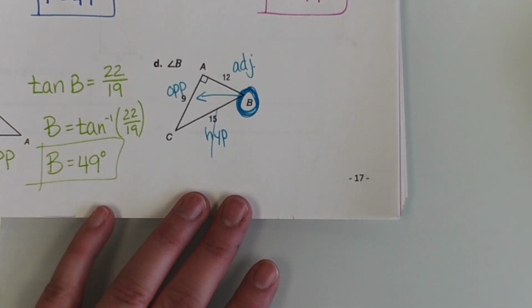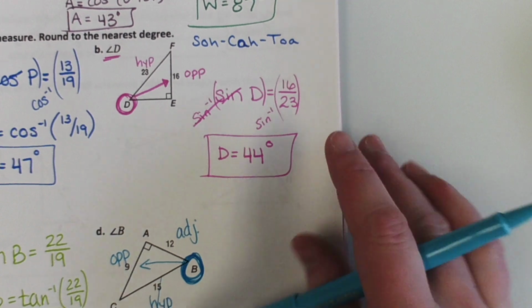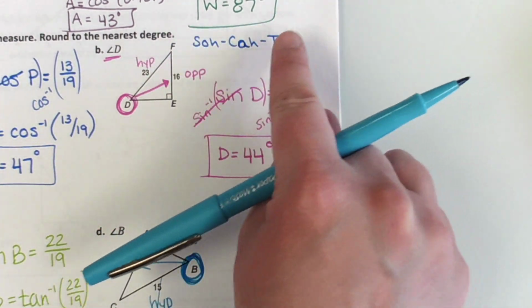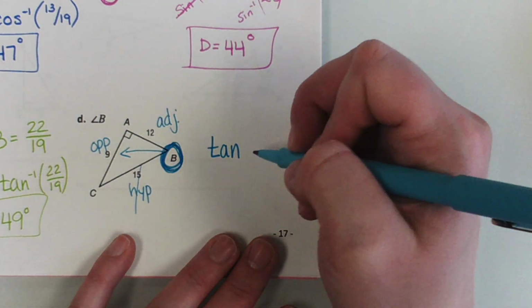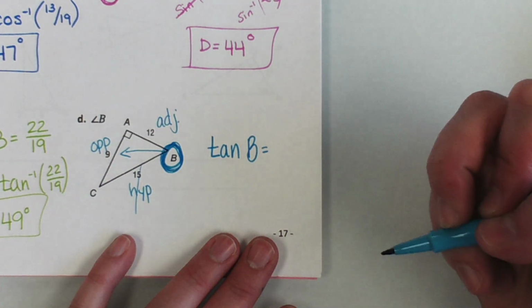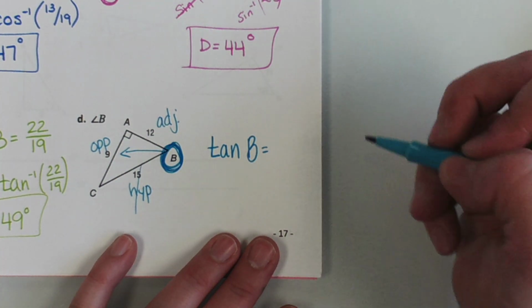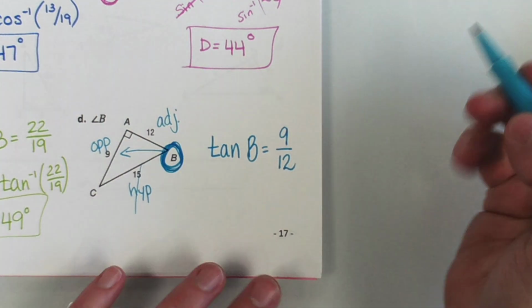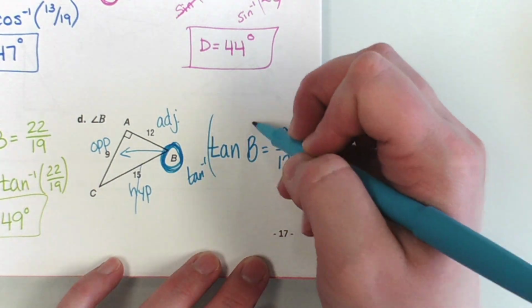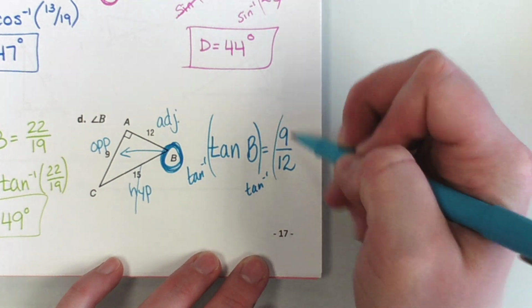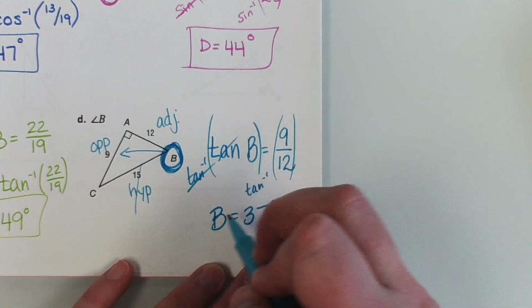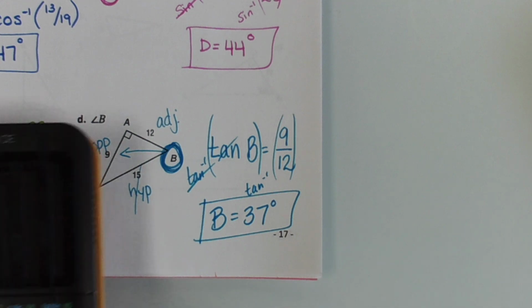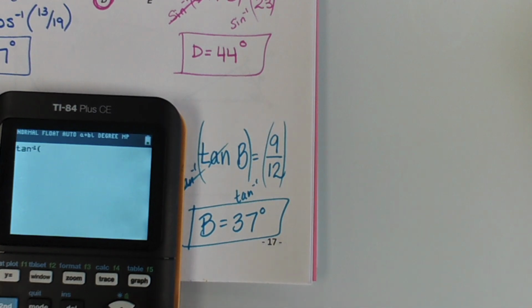So if I'm going to ignore the hypotenuse, I've got opposite and adjacent. O and A are TOA, or tangent. Tangent of the angle, in this case B, equals 9 over 12 or 12 over 9? 9 over 12. Opposite divided by adjacent. Tangent inverse both sides. And we end up with 37 degrees, I believe. Tangent inverse of 9/12 gave me that, which rounded to 37.